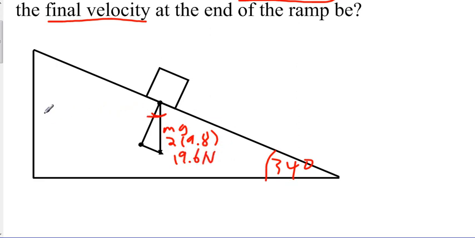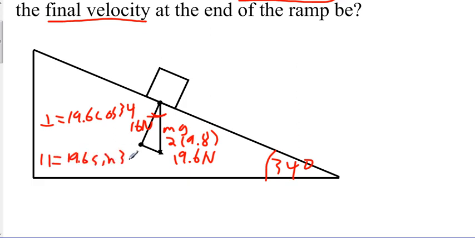The perpendicular component is going to be equal to 19.6, and remember this is the adjacent, so this is going to be cosine of 34, which gives me 16 newtons. So this is 16 newtons. My parallel component is going to be equal to 19.6 sine of 34, which is going to give me 11 newtons.